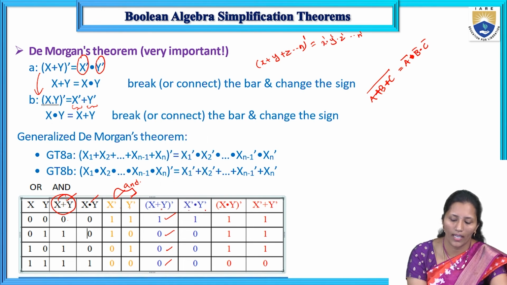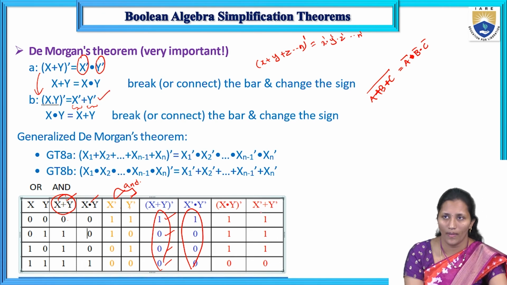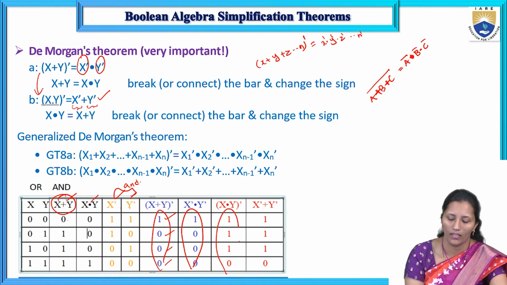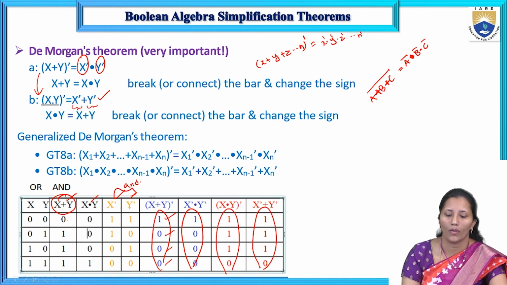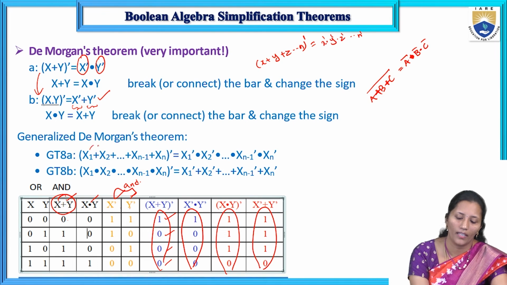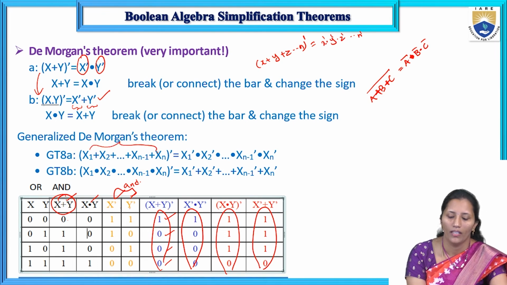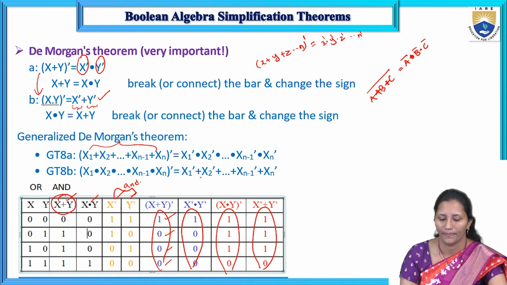So we see that x plus y whole bar is equal to x bar dot y bar, it is satisfying De Morgan's law. Likewise x dot y whole bar is equal to x bar plus y bar, so we are getting the same. So De Morgan's law says that if we take n variables, the complement of the summation of the n variables is equal to the product of the individual complements. And the duality is that the complement of the product of the variables is equal to the summation of the individual complements of the variables.